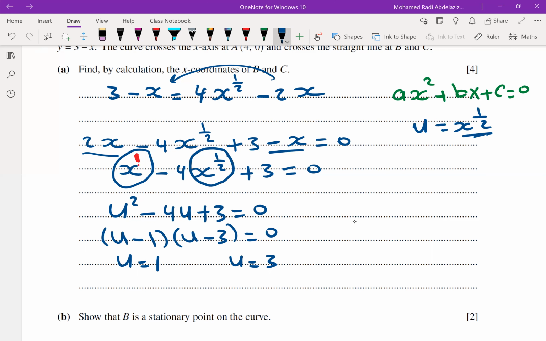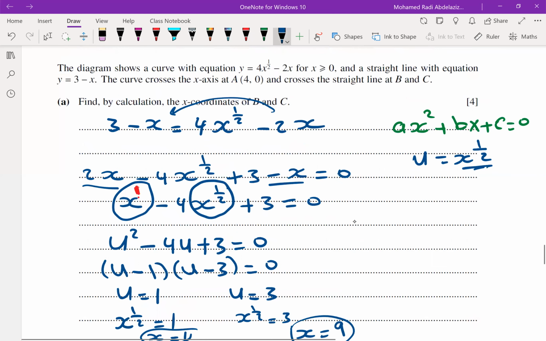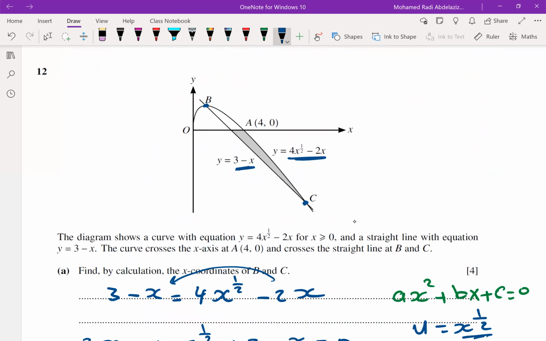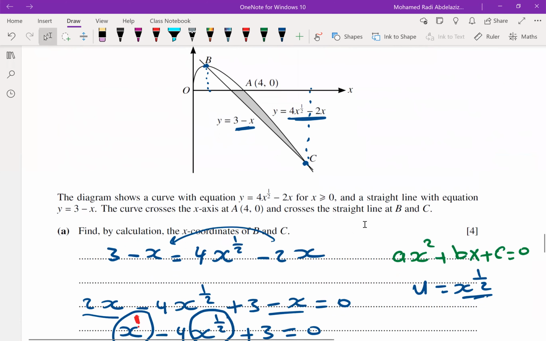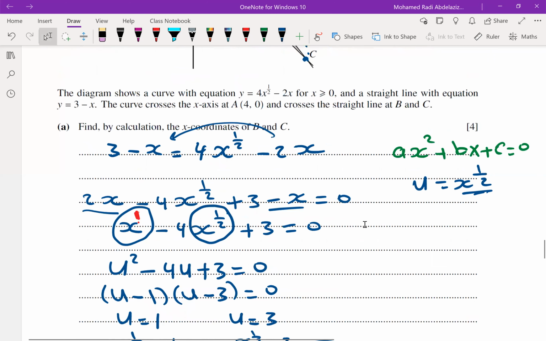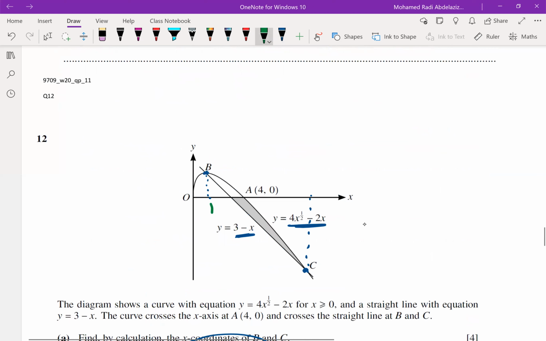But u is x to the power of half, which means the square root of x. If x to the power of half equals 1, by squaring both sides x will be 1. In the same way, x to the power of half is equal to 3, and by squaring both sides, the answer is 9. Now he asked to get the x coordinates only of B and C. The bigger one is C and the smaller one is B, so B is 1 and C is 9. This is part A.